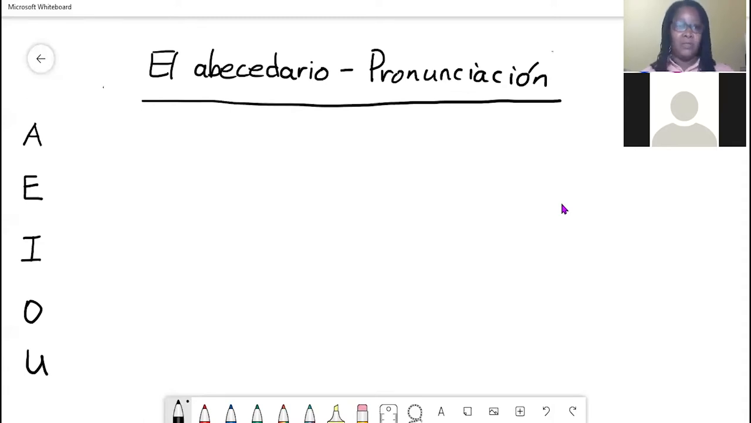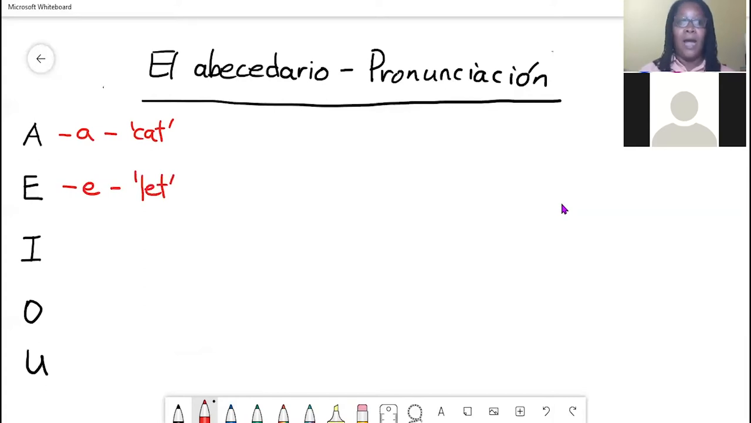We're going to look at the vowels first. So the same five vowels that we know in English, same five vowels in Spanish. Let's look at their sounds. A sounds like the A in cat. E sounds like the E in let, or a short A sound, as in the word late. But not as drawn out as that, okay? Just a short A sound.